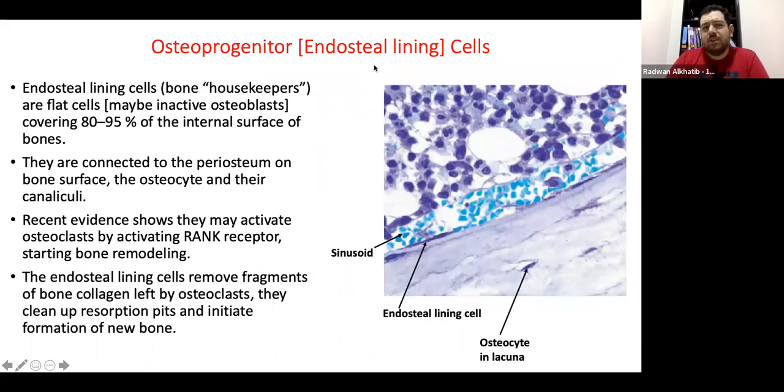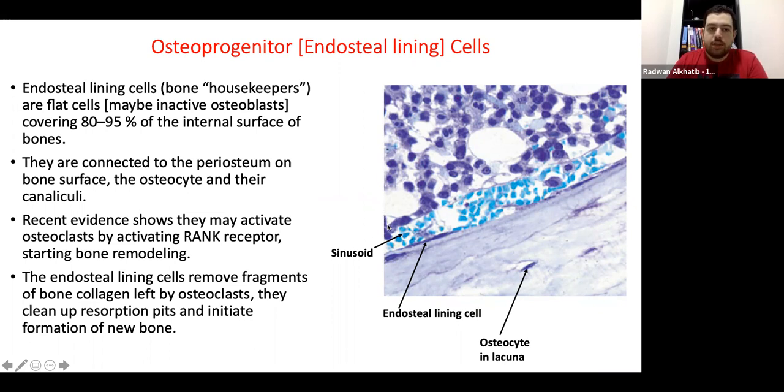Now, the osteoprogenitor cells, they are not that important, okay? They are the cells that line the inner structure of the bone. So like the trabeculae, you saw how the trabeculae were kind of like a meshwork. Now, the trabeculae are lined by the endosteal cells or the osteoprogenitor cells, okay? And they are, of course, connected to other types of cells, like we said, the osteocytes and the periosteal cells and whatever other types of cells.